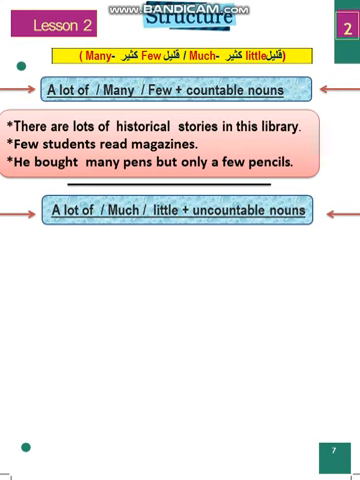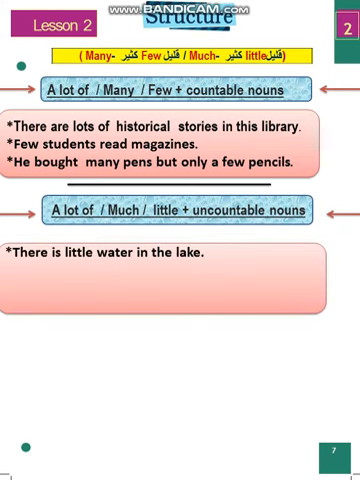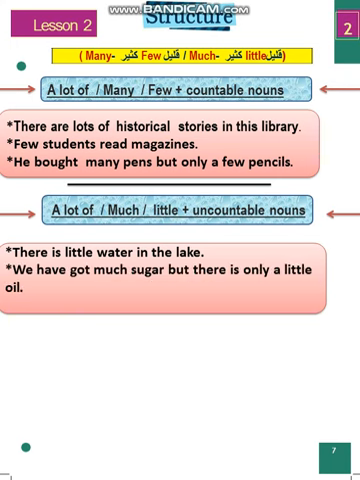Good. Water. What else? Oil. Right. What else? Sugar. What else? Salt. Very good. And so on. Let's have some examples. Number 1. There is little water in the lake. Another one. We have got much sugar, but there is only a little oil. Number 3. I drank little tea before I went out. Good.